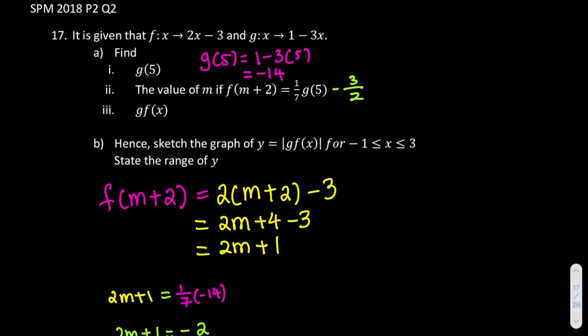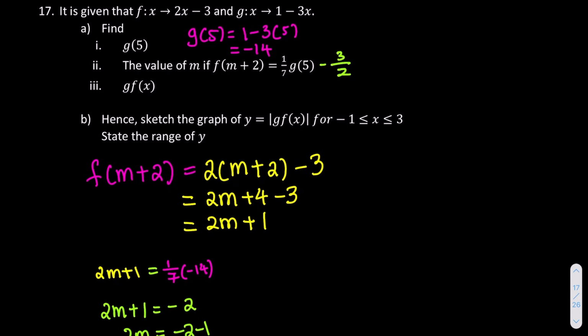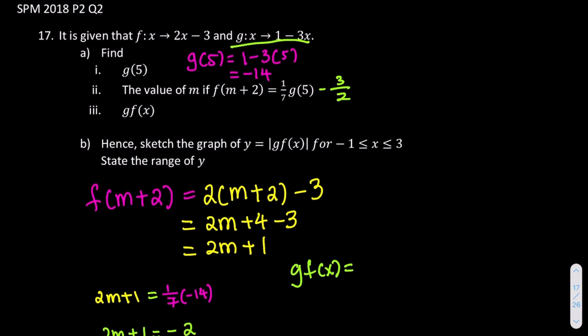Now they want to have gf of x. So how do we do gf of x again? So gf of x means that we are going to the function g. We go to the function g. What should we do? Change all the x, which is no longer unknown. We know the input is f of x. So now all become f of x, right?